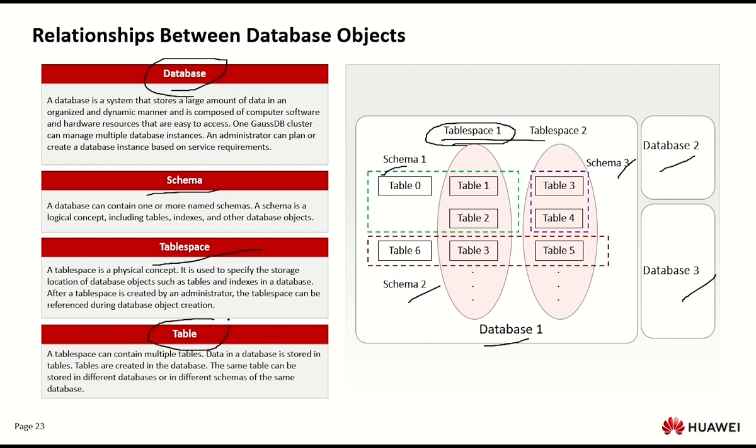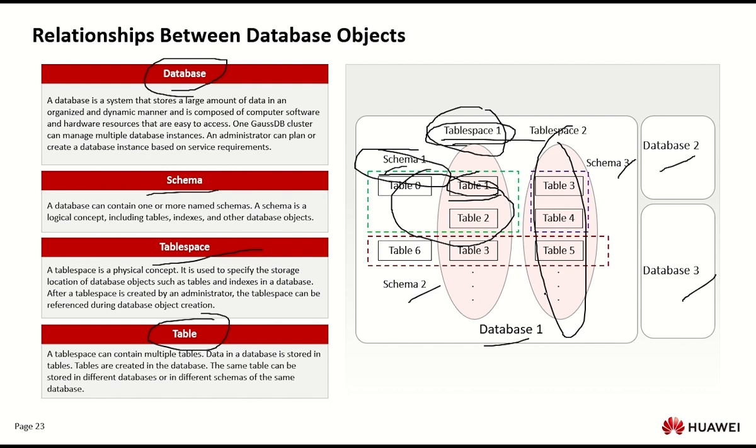Finally, we have our tables. How things are organized is that each table belongs to one table space, and each table logically belongs to just one schema. But definitely, one schema can contain multiple tables, and one table space can physically store multiple tables.